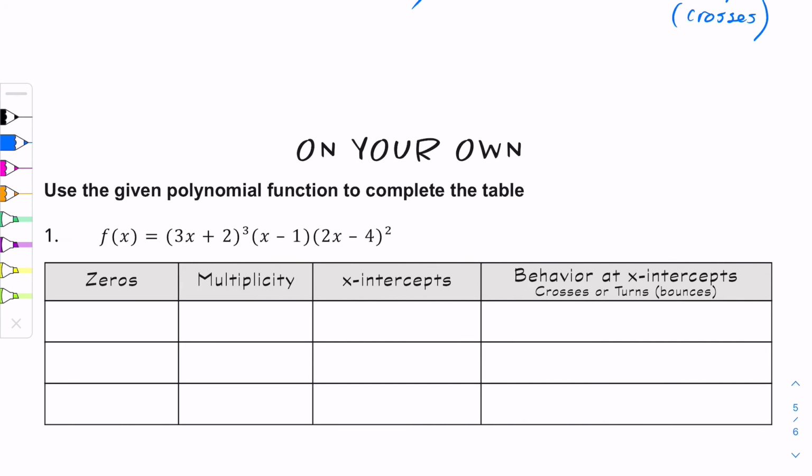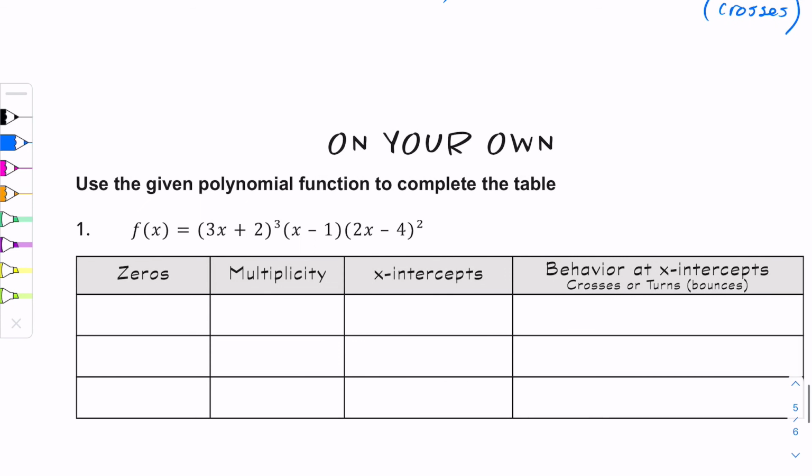Okay, and for the last on your own section, I'll actually go through this table with you because it's important for graphing and understanding what each part is. So we have a function, f of x is equal to (3x plus 2) cubed, times (x minus 1), times (2x minus 4) squared. Starting at this first factor, if I set that factor equal to 0, I'm going to end up with 3x equals -2, or x equals -2/3.